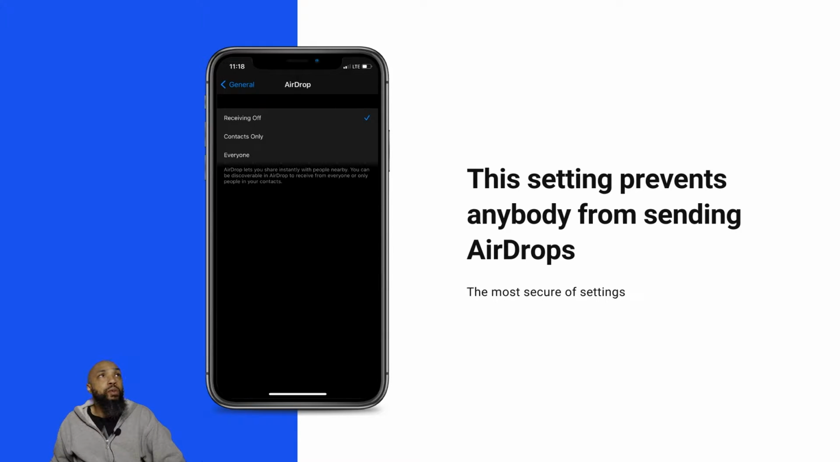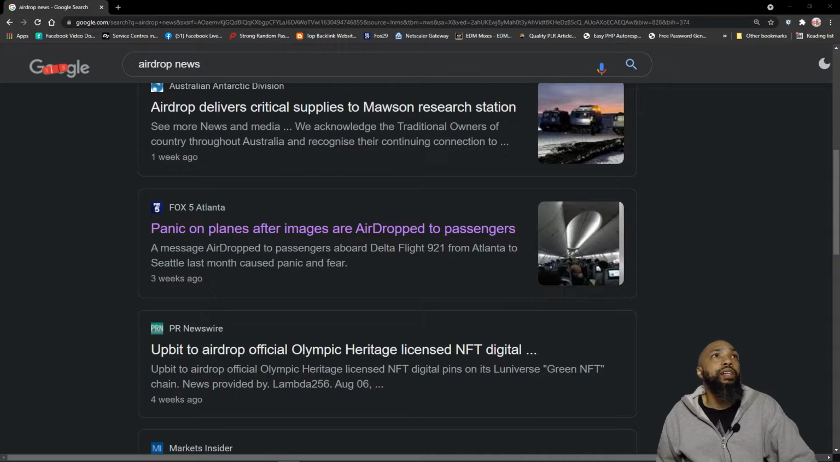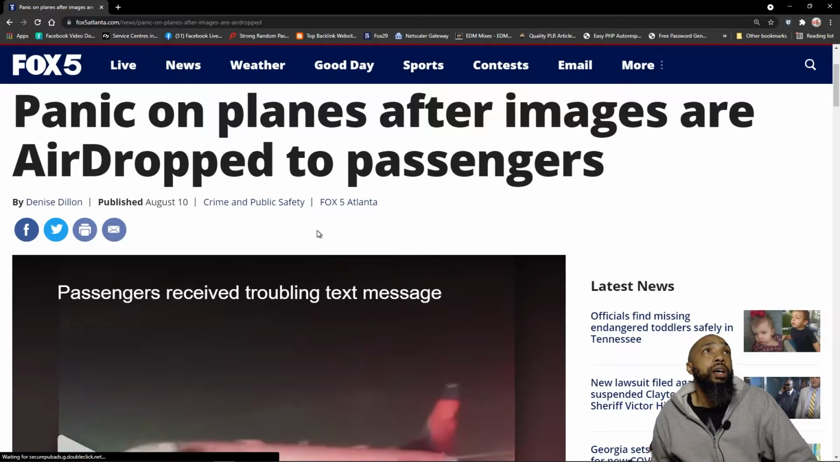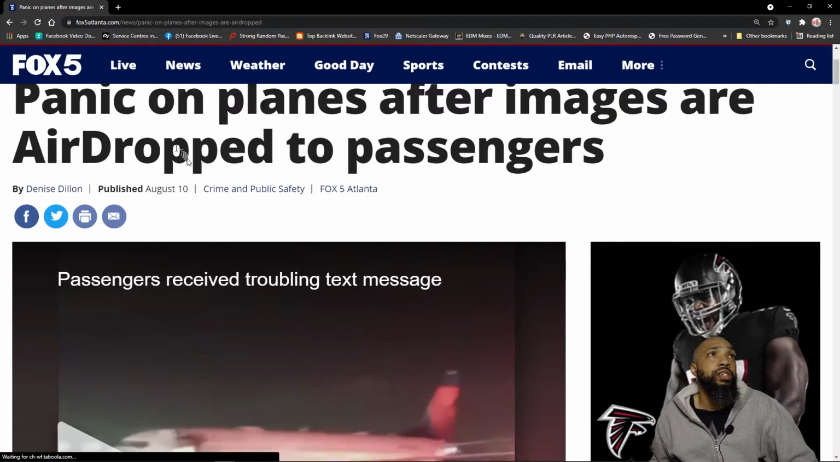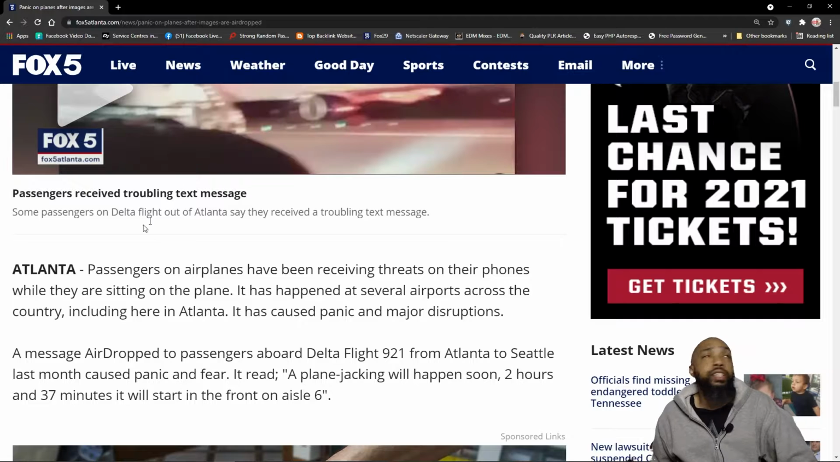Now, people are wilding out on this AirDrop in the news, and we could discuss that a little bit. What's happening here is like 3 weeks ago, there was panic on the plane after images were airdropped to passengers. They were airdropping threats. So in Atlanta, passengers on the airplanes have been receiving threats on their phones while they are sitting on the plane. It has happened at several airports across the country, including here in Atlanta. It has caused panic and major disruptions.